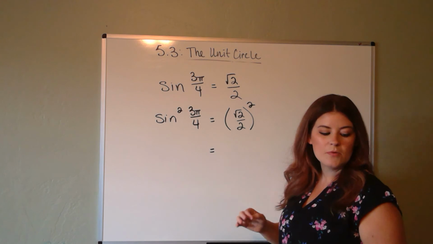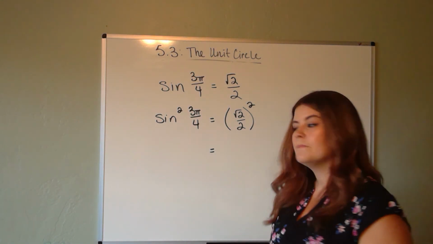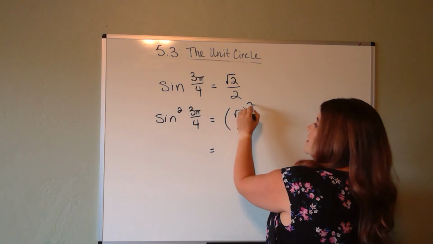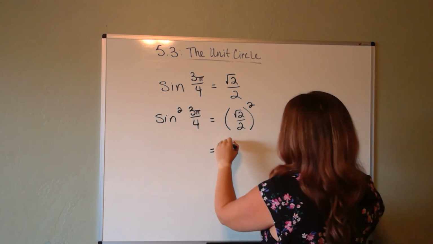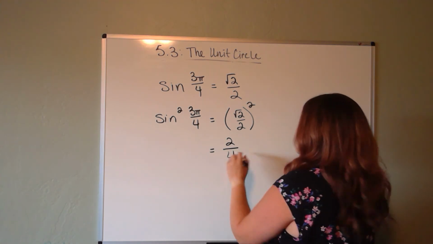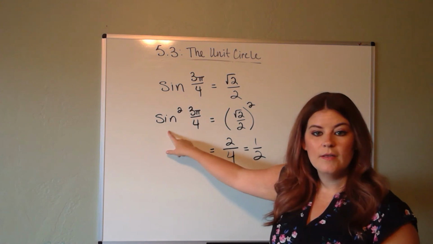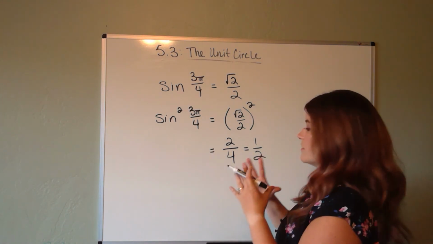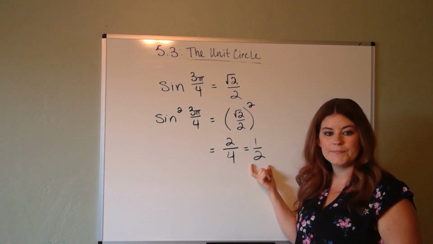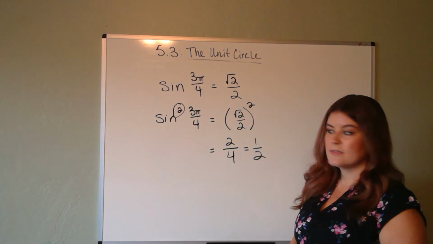So when you square, remember when you're squaring a fraction, you square the top and you square the bottom. Make sure you do both top and bottom. You guys, the square root of 2 squared is 2. 2 squared is 4. Reduce that and you get 1/2. So you guys, the sine squared of 3 pi over 4, I took the sine of that, I took that value and I squared it and I got 1/2. So that's how you deal with something that looks like that.